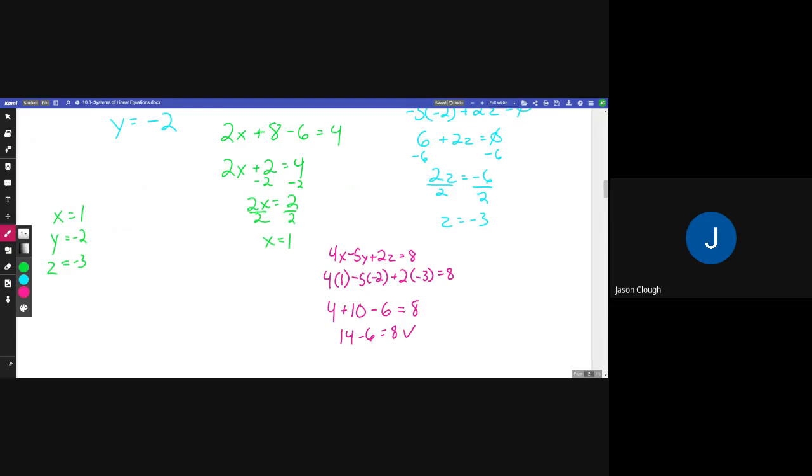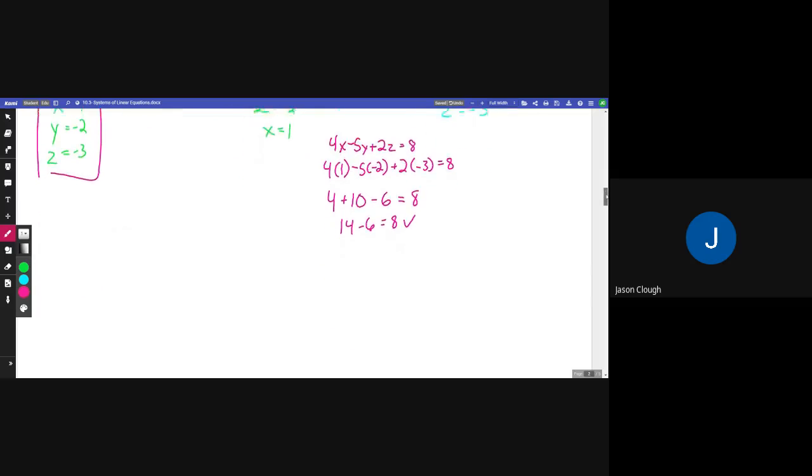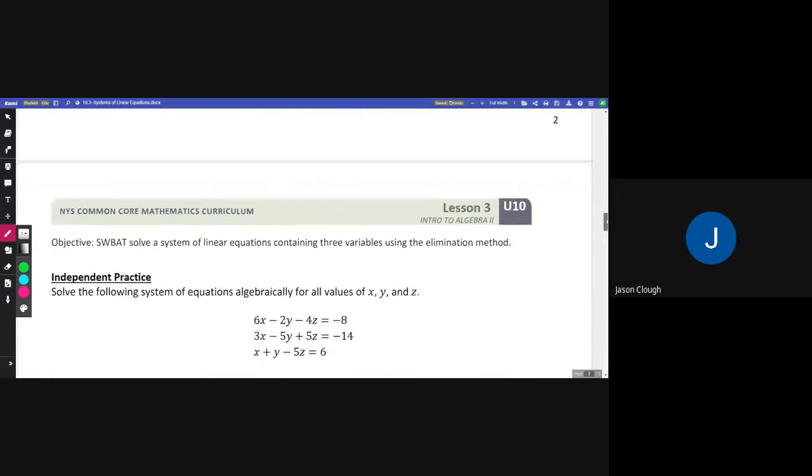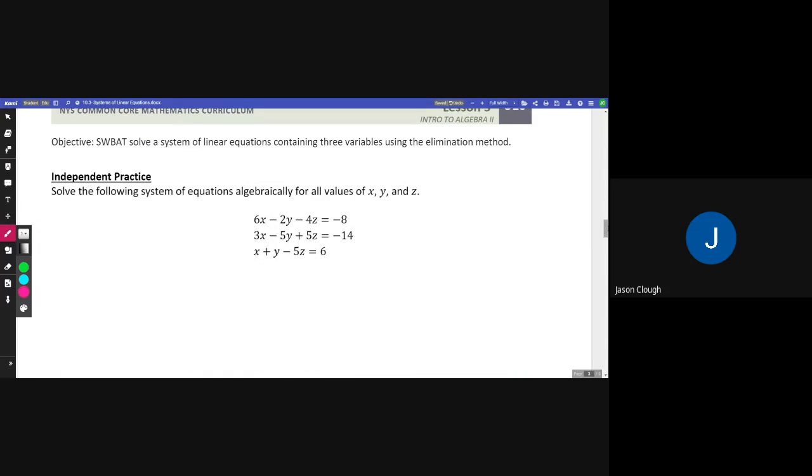So that means these are my three solutions. X equals 1, y equals negative 2, and z equals negative 3. So like I said, you'll start to see that more often. It may not be the case where you get to see one of the variables always being knocked out. All right, so here's the next one.